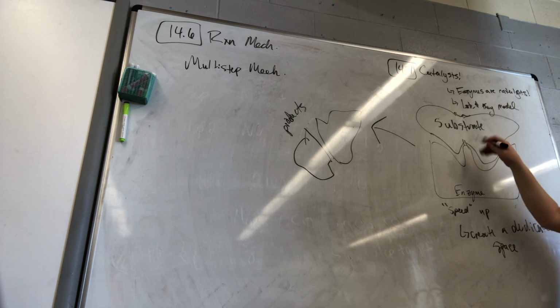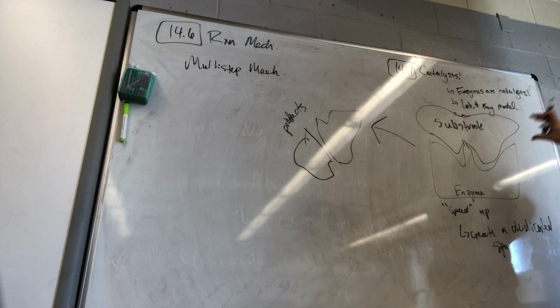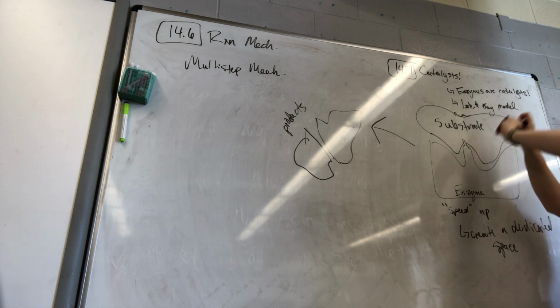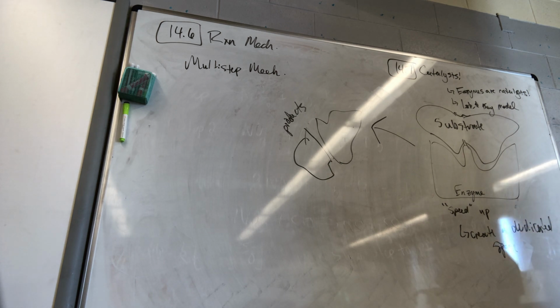So we say it's lock and key because the substrate has to fit exactly into the enzyme in order to work. Once it does that, it can actually break apart, or it can form. It depends on if we're putting two things together or taking one thing and breaking it apart. Okay? Lock and key is just a fancy term for the shapes have to fit.